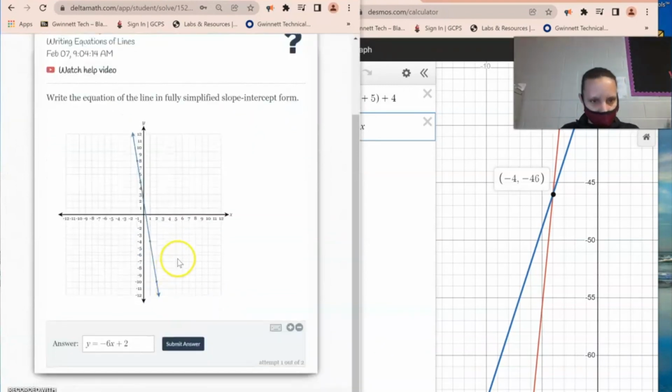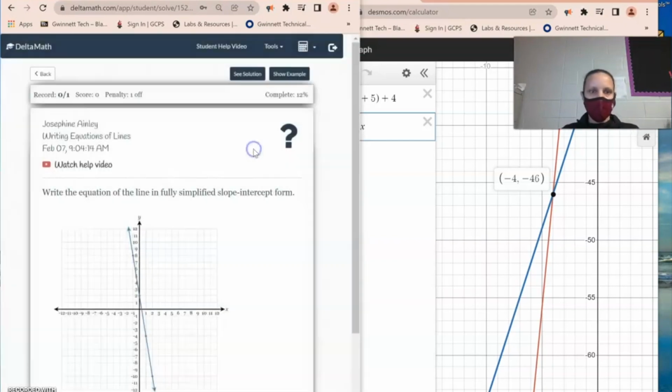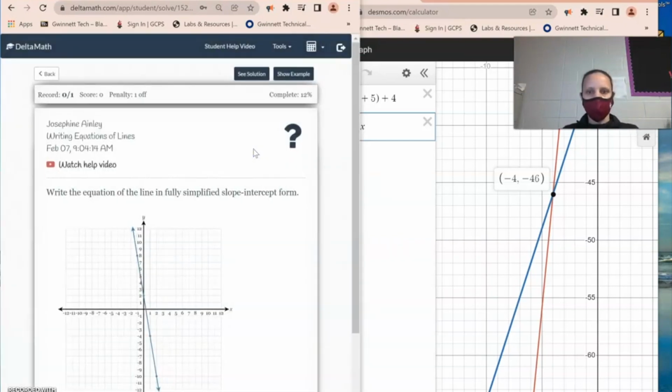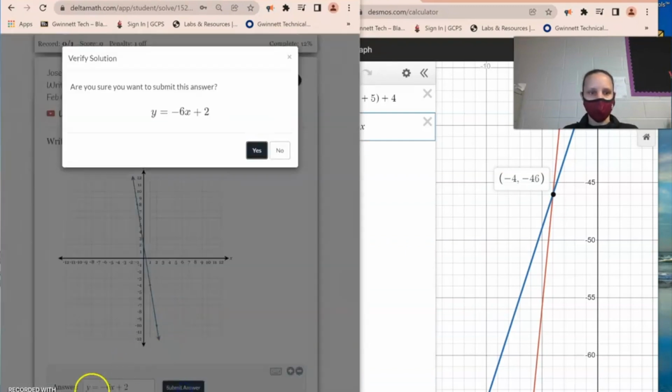Oh, did I get it wrong? I think I did. So y equals 1, 2, 3, 4, 5, 6, and 1. That's negative 6 plus 1 and 2. Okay. What's it doing? It's not doing anything.